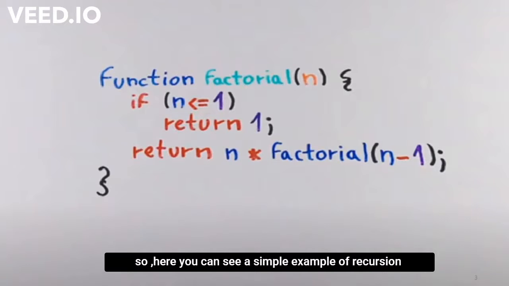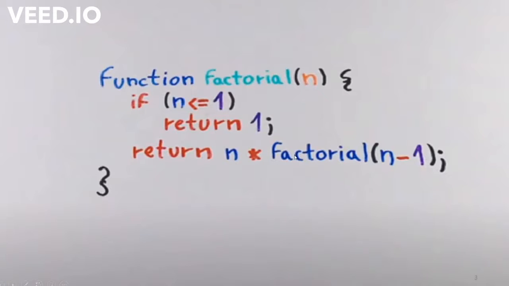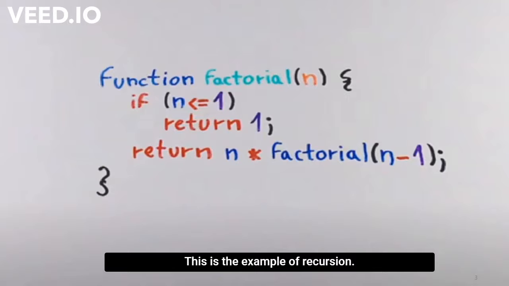Here you can see a simple example of recursion. The function name is factorial and it calls itself with the same name. This is an example of recursion.